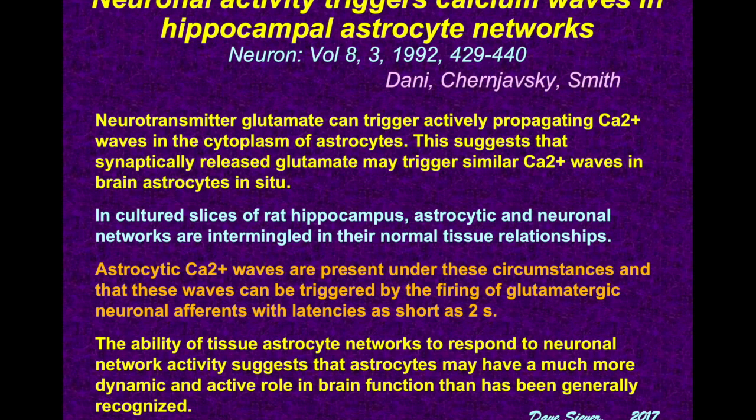The ability of tissue astrocyte networks to respond to neuronal network activity suggests that astrocytes may have a much more dynamic and active role in brain function than has generally been recognized in the past. So, astrocytes really rely on neurons firing and working. Right now I'm processing information as I'm giving this lecture, and you're processing information as you're trying to assimilate the meaning of this lecture. And that is releasing calcium in our brain, which astrocytes are sensitive to, and this excites astrocytes to nurture and care for neurons.